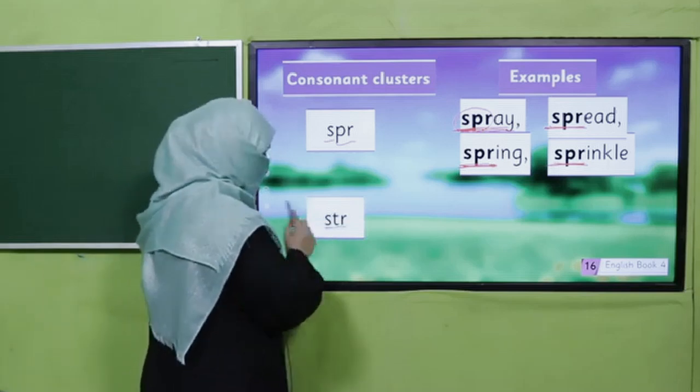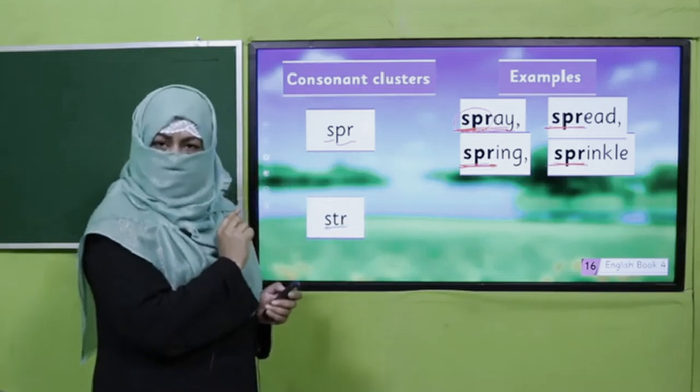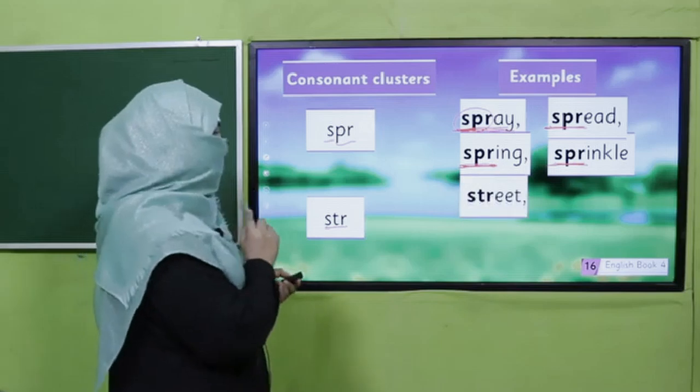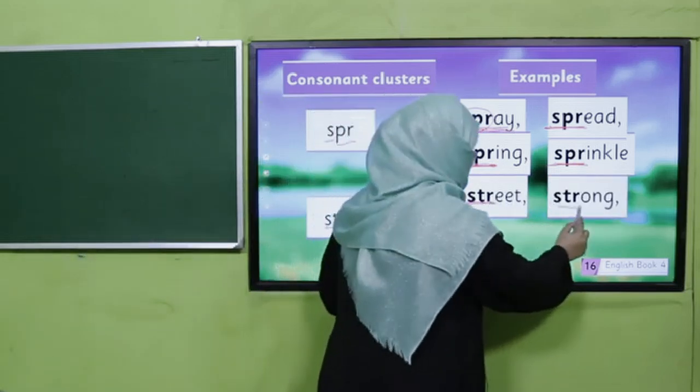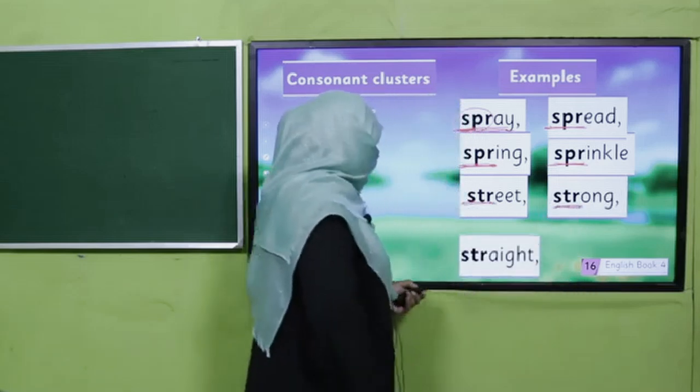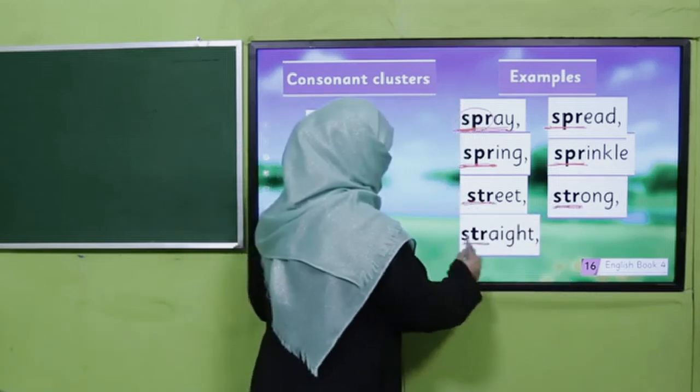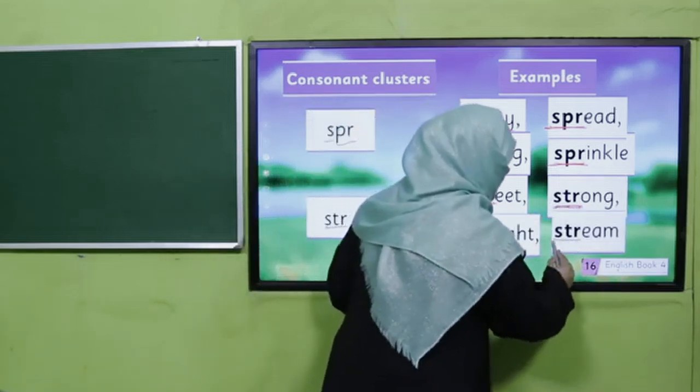Okay, and here again, three consonants are together. It's a consonant cluster and we'll say it: street. Strong. And straight, and stream.